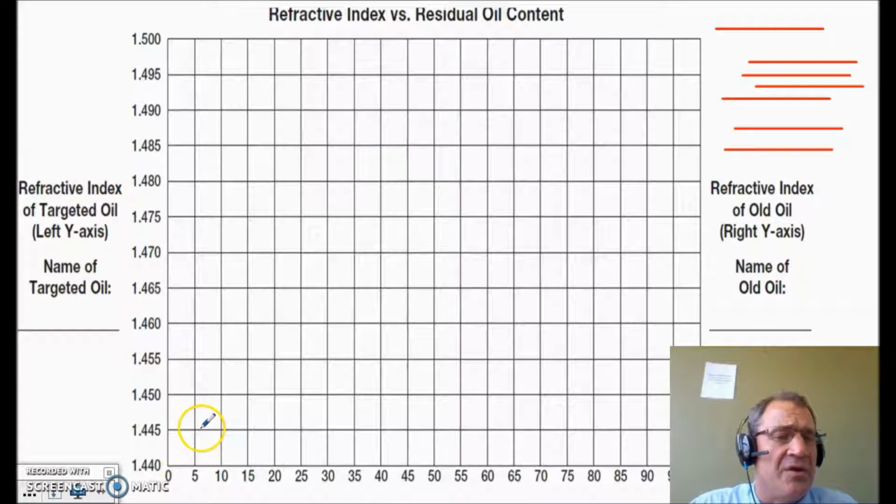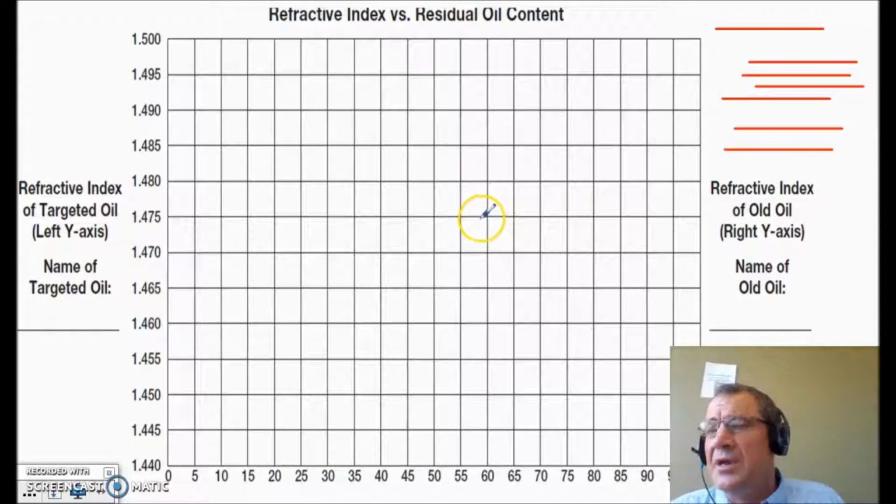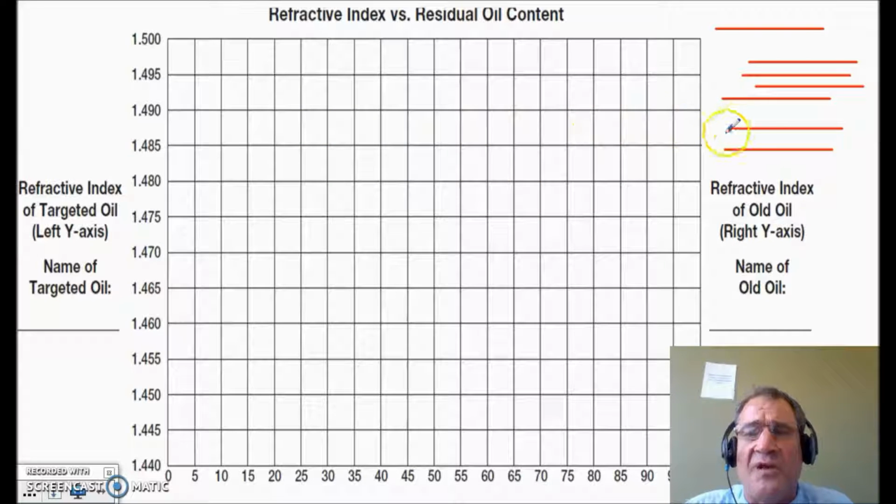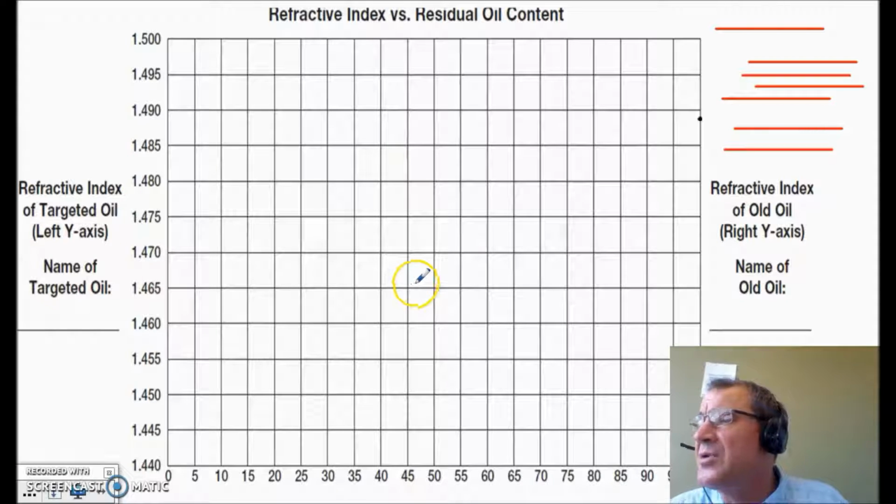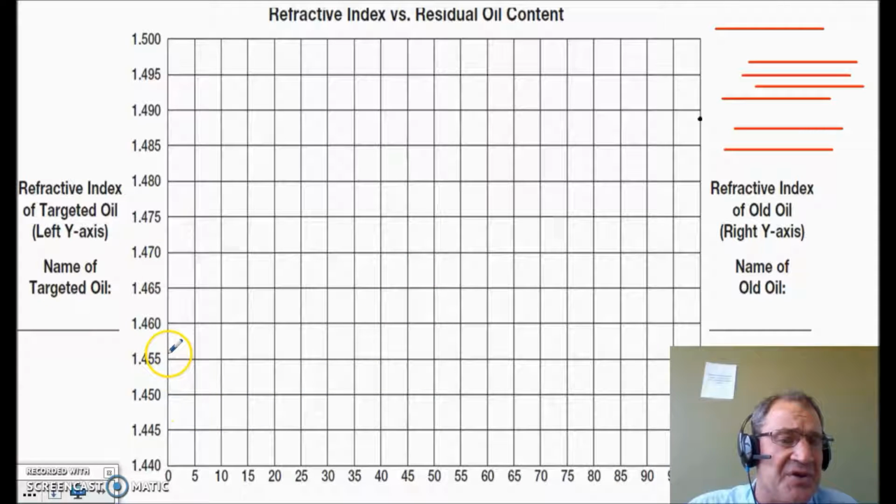So the way we're going to do that is, the first thing we're going to do is take a sample of the original oil in the system and look at what the refractive index of that oil is. We took a sample of alkybenzene oil, and we found that the refractive index was around 1.487. So that would be right about here on the chart. And then we took a sample of our brand new polyester oil, and we took a refractometer reading of that oil, and we got a reading of 1.456, right about here.